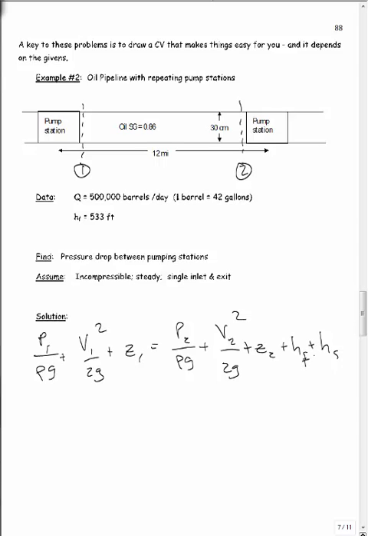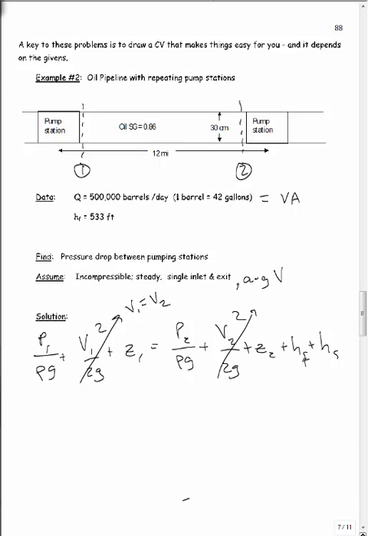Okay, so we can cancel some things. V is not 0, right? We got a flow going. V is not 0, but V1 and V2 are the same because the diameter never changed through there, and you have the same flow rate going through the whole thing. Since flow rate is V times A, incompressible, steady, average velocity, if Q is V times A, then V1 is equal to V2, and therefore we can cancel those.